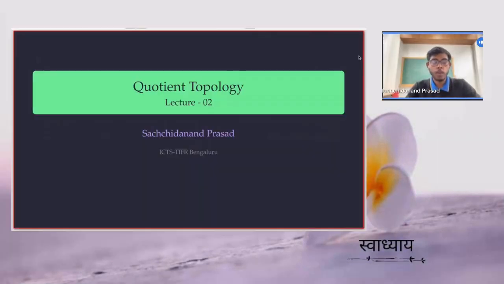As you all know, quotient topology can be best understood through examples. So in this lecture, we will be delving into some wonderful, creative and nice examples for quotient topology. Let's begin. Okay. So this is lecture 2 on quotient topology on Svādhyāya 1.2. Today we'll be discussing a bunch of examples of the quotient spaces followed by some topological properties.